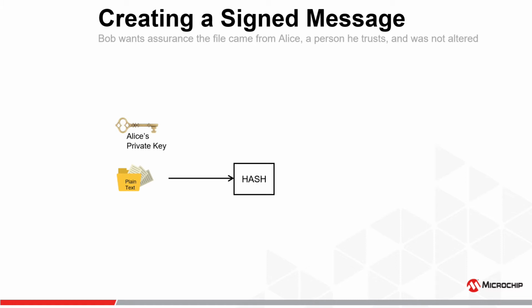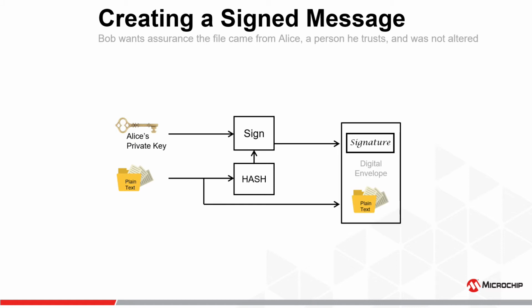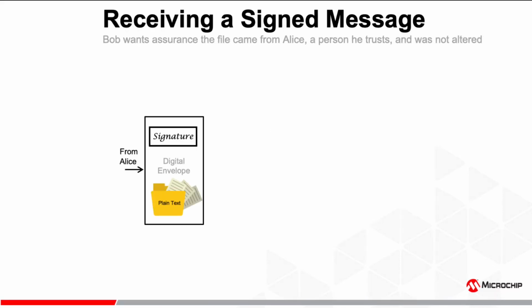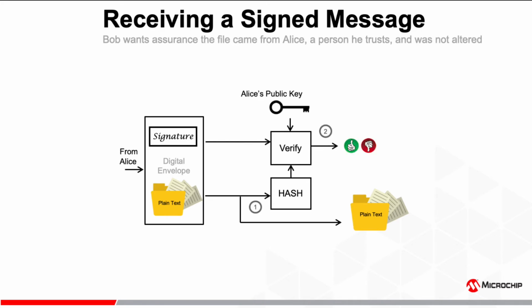Alice hashes the plain text, creating a digest, which she signs with her private key, creating a signature. She then puts the plain text into a digital envelope along with the signature and sends this off to Bob. Bob receives this digital envelope from Alice, takes out the plain text, hashes it, puts the plain text to the side, doesn't use it yet, he doesn't realize it's genuine or not, uses the digest from the hash along with Alice's public key to verify the signature.